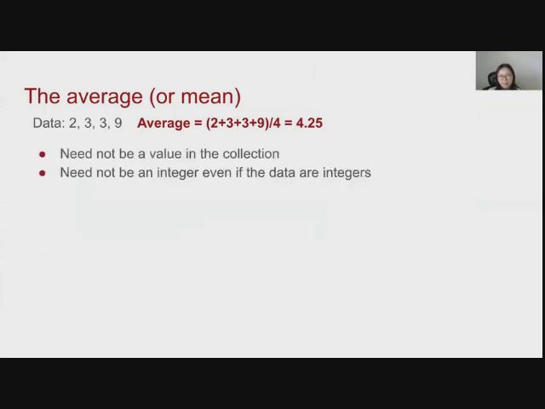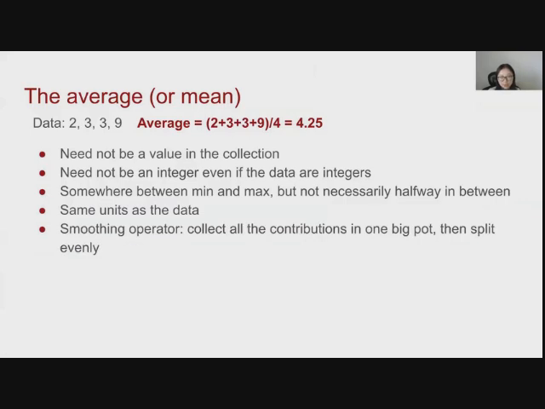Just a few features of what a mean or average is. It does not need to be a value in this collection. It is the arithmetic mean. In this case, the mean is 4.25. It's not any of the 4 values that we can see, but that's fine. Also, it does not need to be an integer, even if the data are integers, like what we're seeing here. It could have multiple decimal points. It is going to be somewhere between the minimum and the maximum, but not necessarily halfway in between.